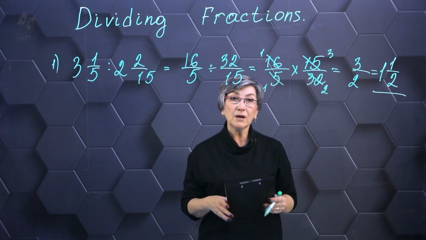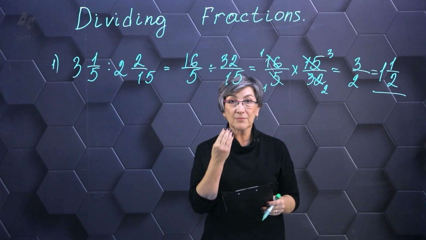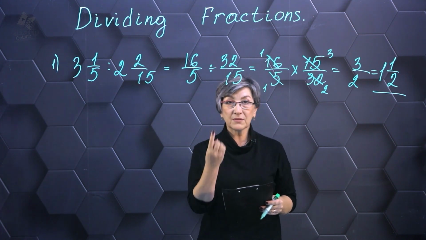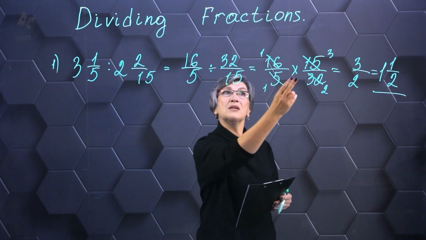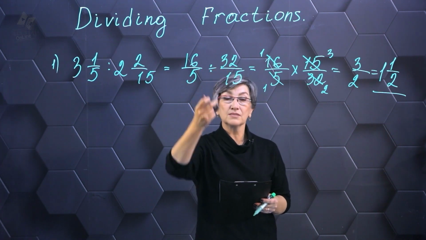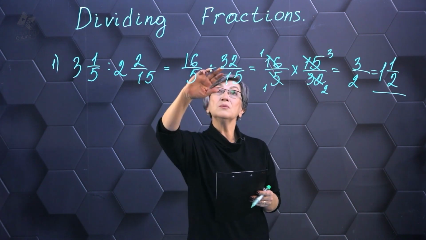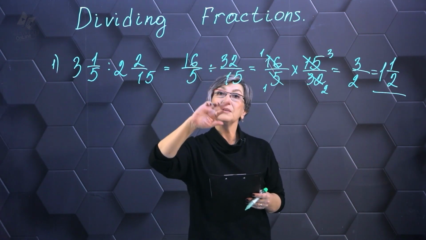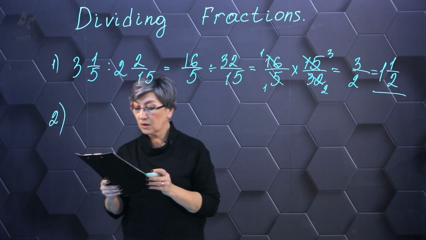So, there's nothing complicated here. The most important thing is to remember 3 steps. It is to leave the first fraction as it is, change the sign of division to multiplication. That's the second step. And the third step is to reverse it. By the way, in the next lessons we'll be talking about what kind of action it is when we flip this fraction. But for now, you and I are dividing fractional numbers.